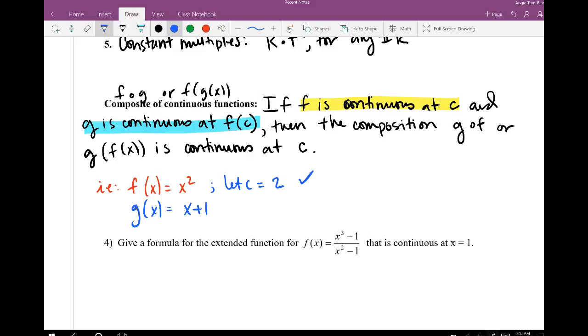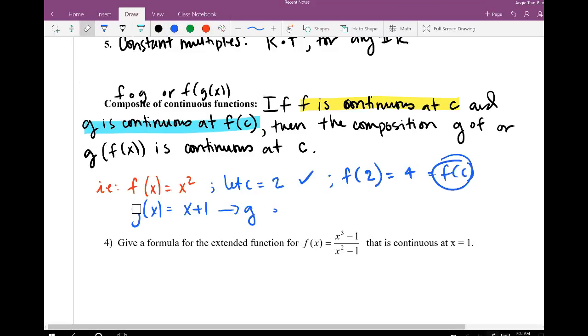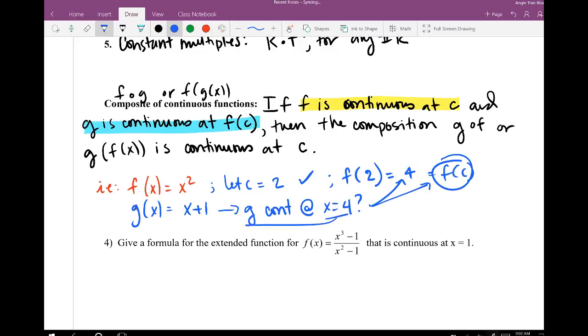So why is it that g is continuous at f of c? Okay, well, let's find what f of c is. F of c is 2 squared, which is 4, okay? So is g continuous at x equals 4? Because that's what f of c is, right? So, okay, let's see. When x is 4, this is 5. So of course, g is continuous.